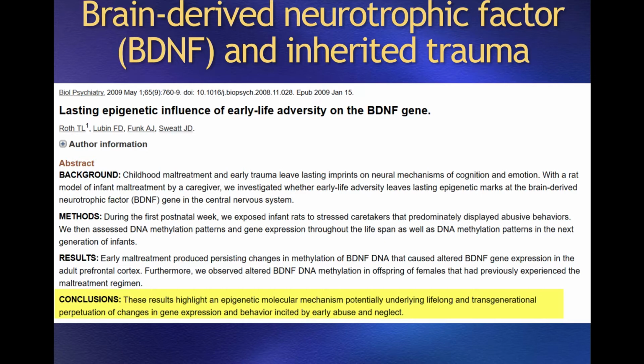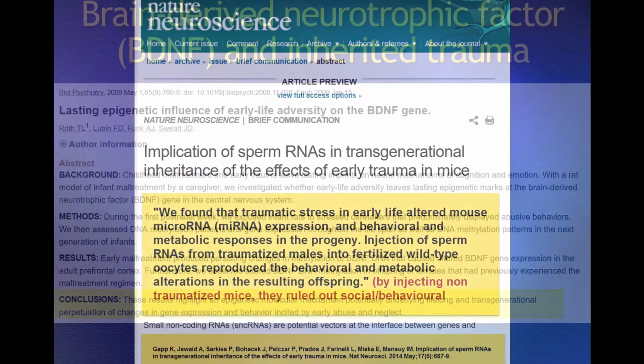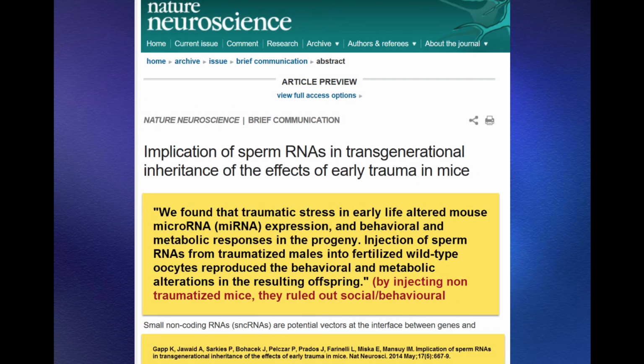So these changes were in a traumatised mother, and the babies, the pups, the offspring, also had the same changes. But, as you know, a traumatised mother is a worse parent, and maybe she traumatised the baby mice by bad behaviour. Maybe the mechanism isn't epigenetic. So in this study they ruled that out, where they actually took mice that were traumatised, male mice.